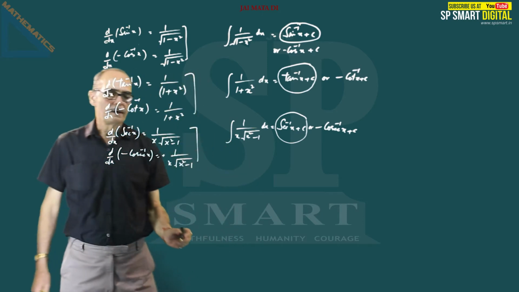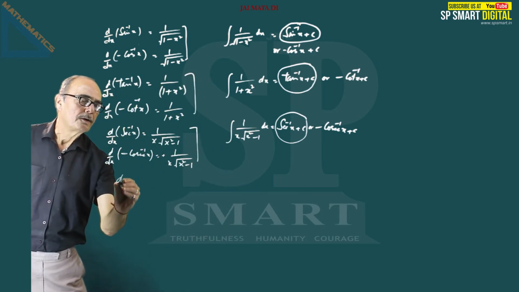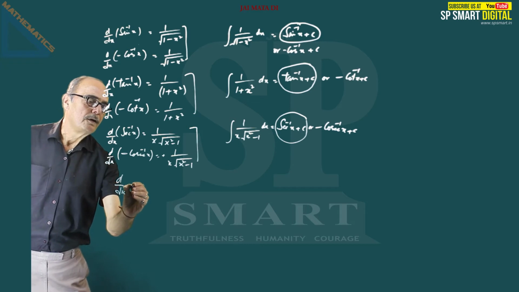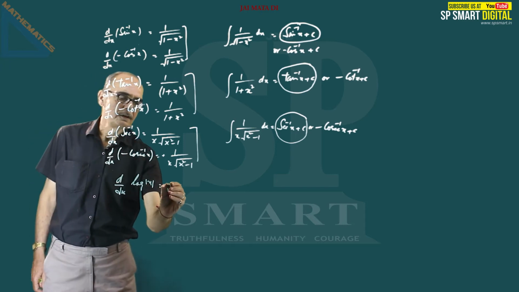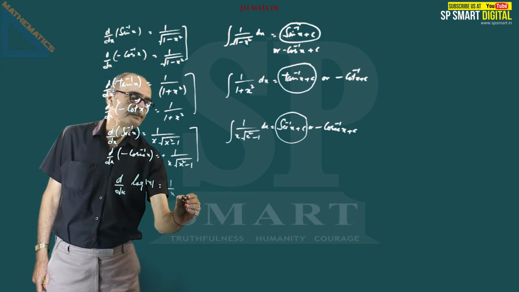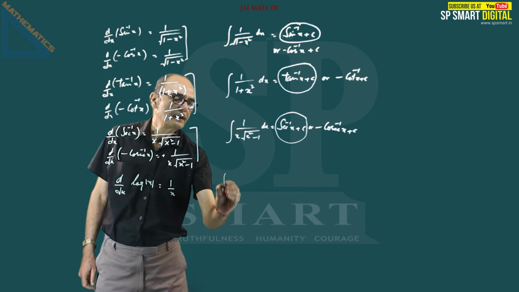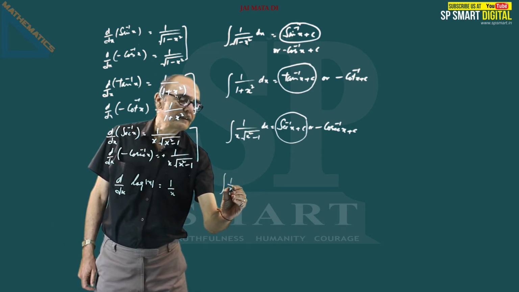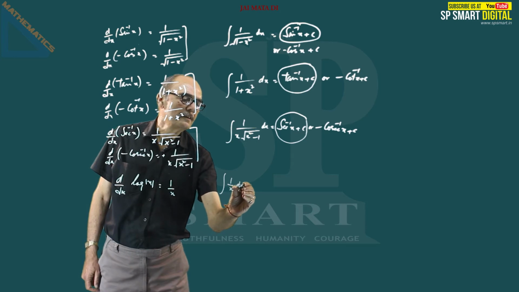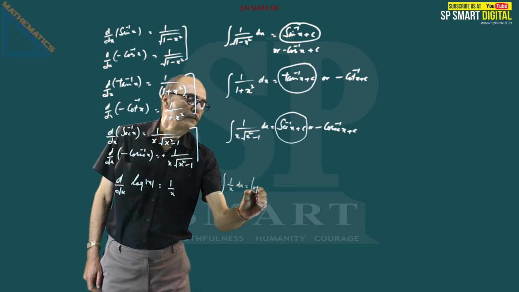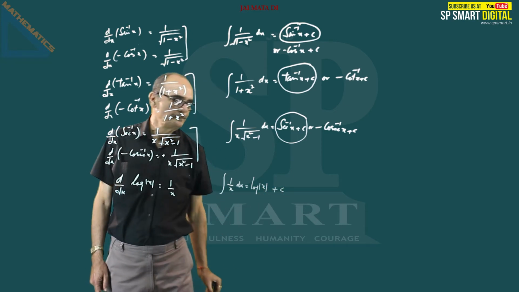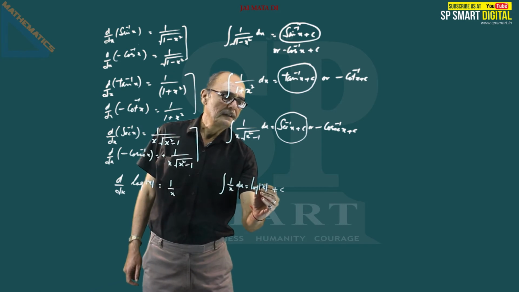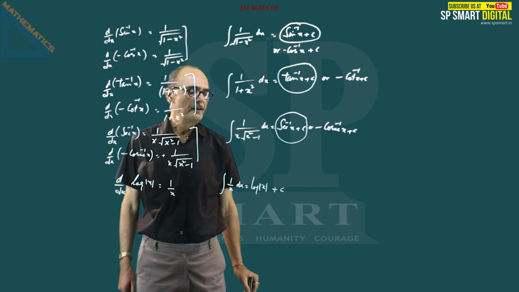Then next is d upon dx of log of x. So, this is 1 by x. Therefore, integral of 1 by x dx equal to log of mod x plus c. We take mod here in this case only because log is defined for a positive number.